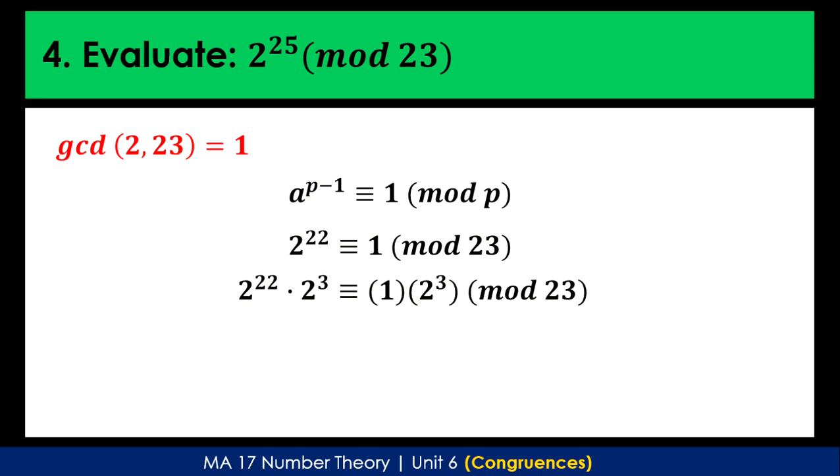If we multiply 2 raised to 22 by 2 raised to 3, we also multiply 1 by it. So 2 raised to 22 times 2 raised to 3 is 2 raised to 25. And 2 raised to 3 is 8, so 8 times 1 is 8. Therefore, we have our residue of 8. So 2 raised to 25 is congruent to 8 modulo 23.